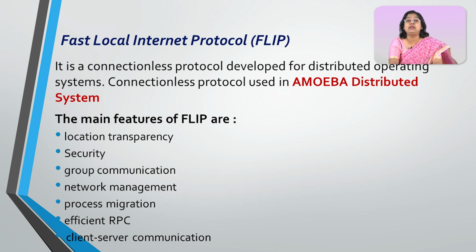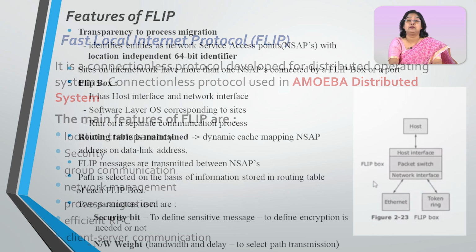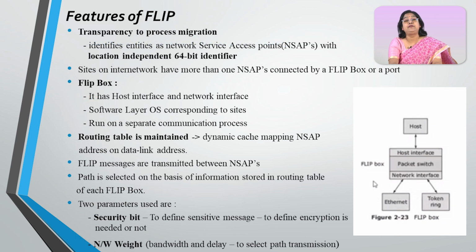FLIP is a connectionless protocol developed for distributed operating system. This connectionless protocol is used in Amoeba distributed system. The main features of FLIP are location transparency, security, group communication, network management, process migration, efficient remote procedure call, and client-server communication. Let us discuss the features of FLIP. We can see the diagrammatic representation of FLIP box.